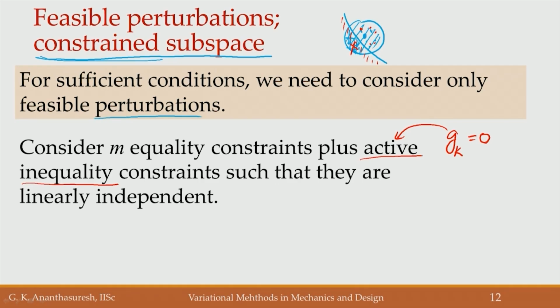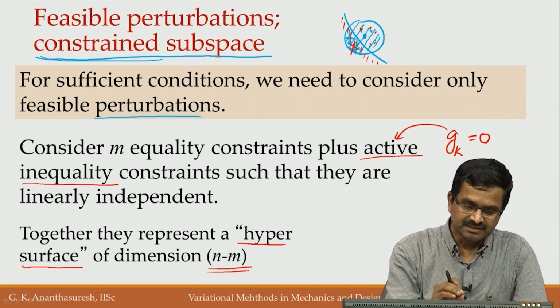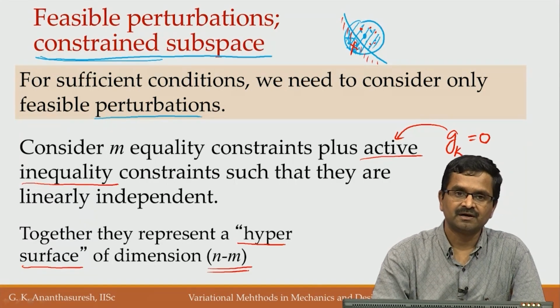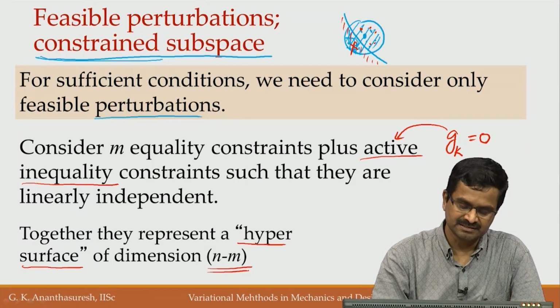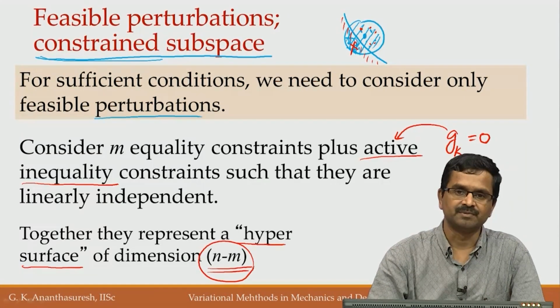If we have such a thing, then the perturbations should be chosen in such a way that they lie on a hypersurface of dimension n minus m, because you have n variables and there are m equality constraints or active inequality constraints. The perturbation that we make will satisfy these little perturbations of the active inequalities and the equality constraints, and hence we will have freedom to choose only n minus m perturbations.